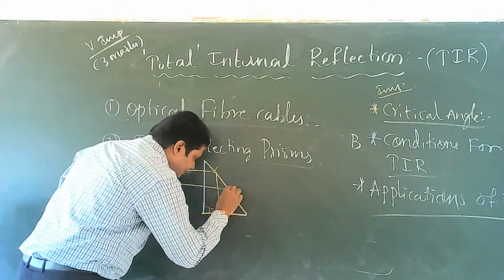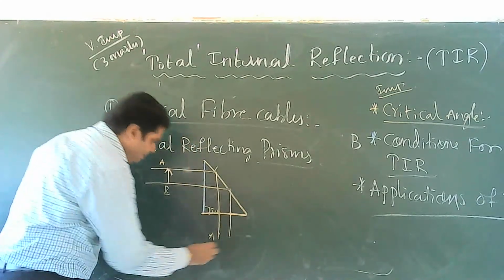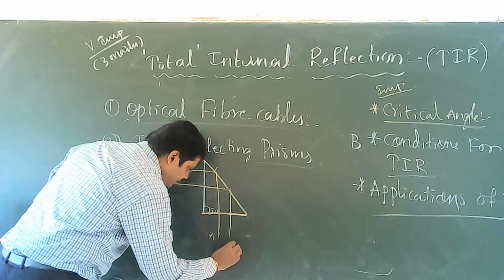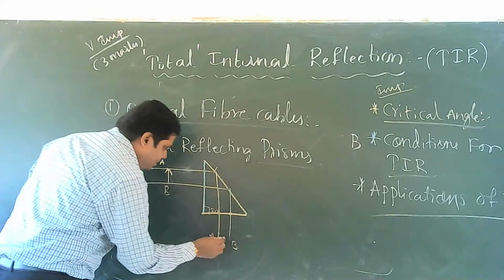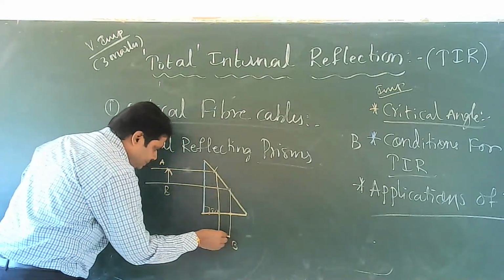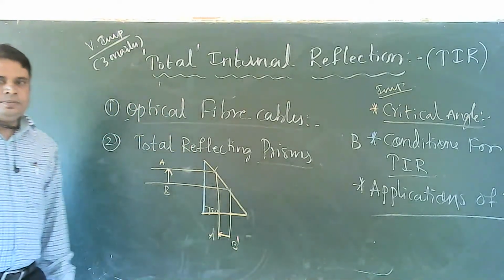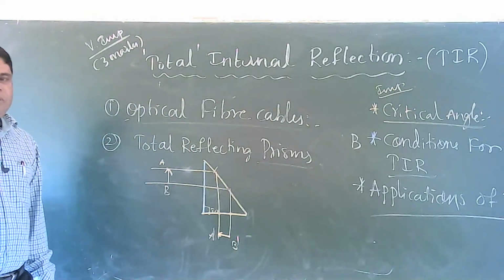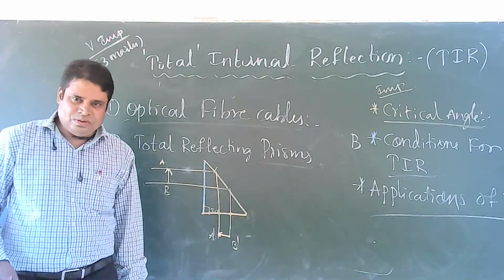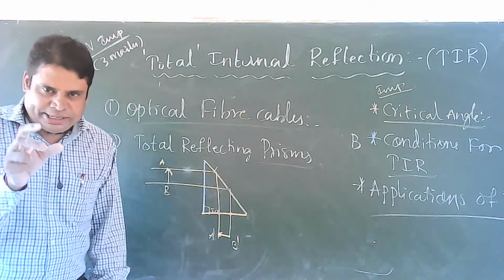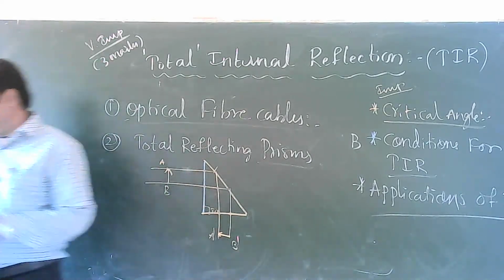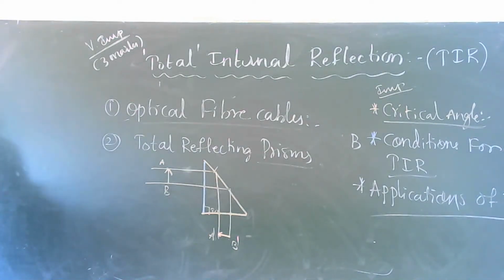Second, let me consider the second ray. So what do we get? This is A dash, B dash. Your object is rotated by 90 degrees. What we observe is that your object is rotated by 90 degrees.